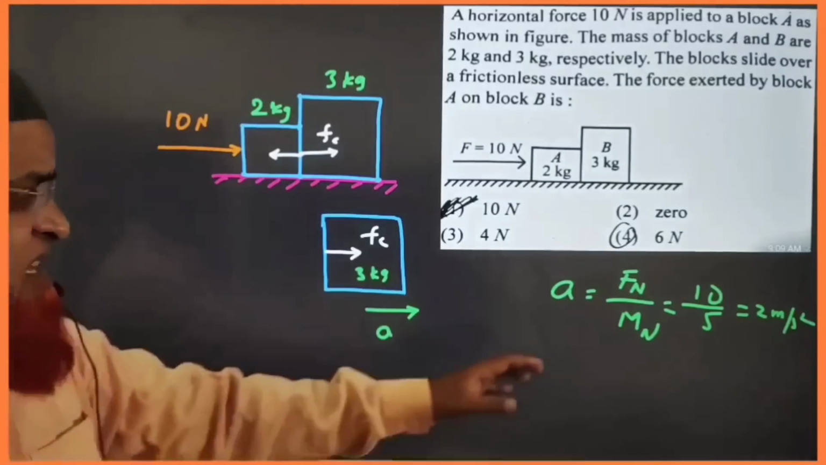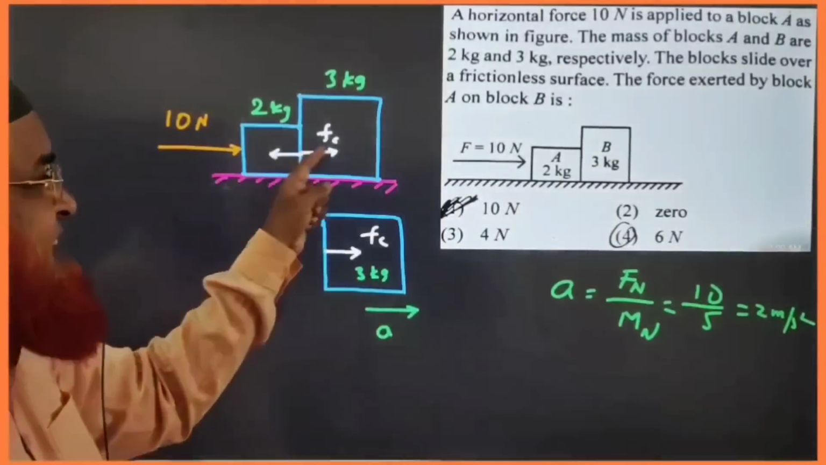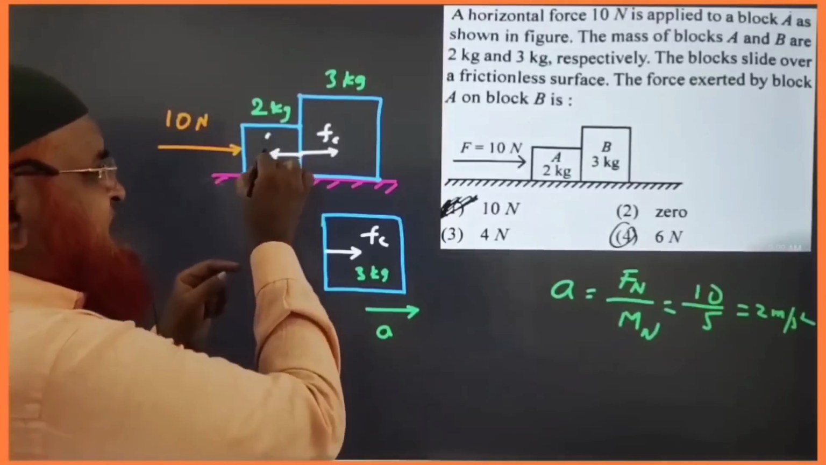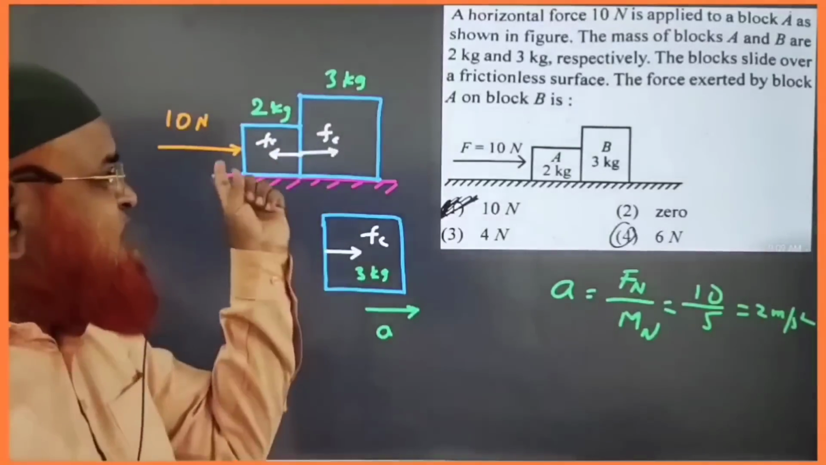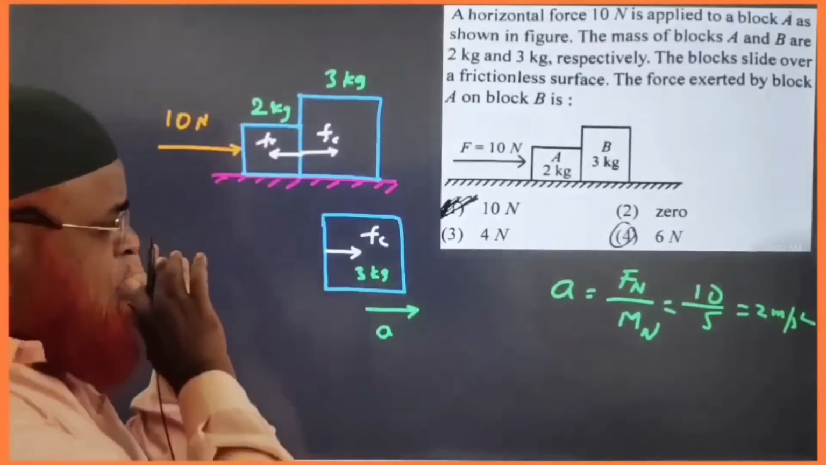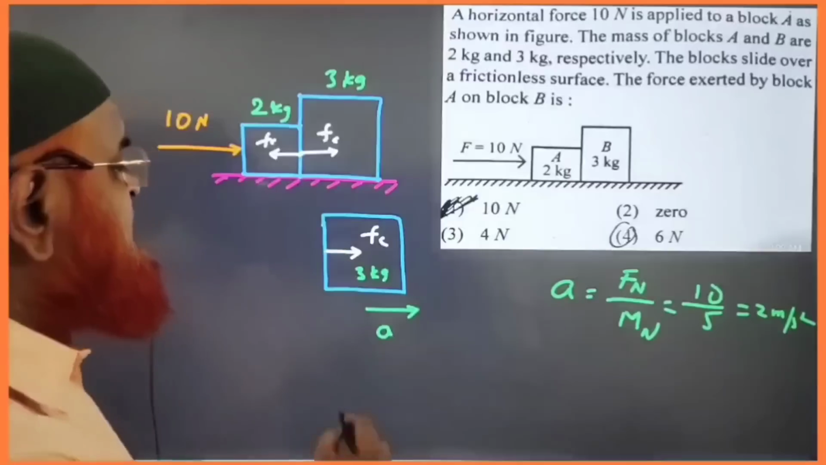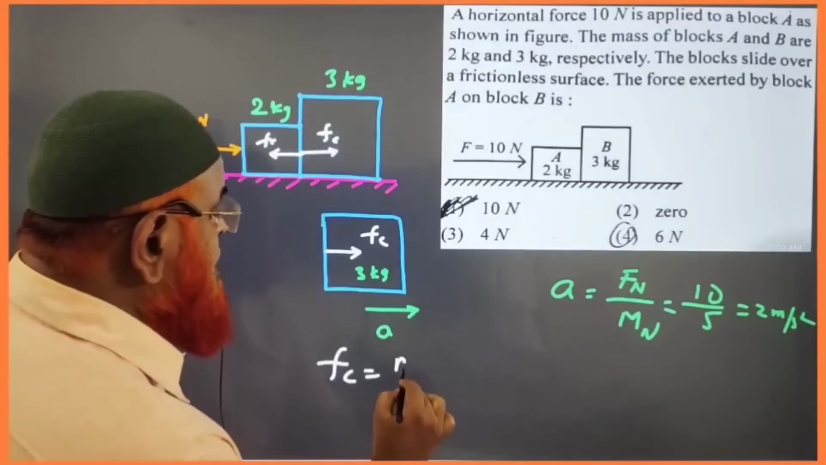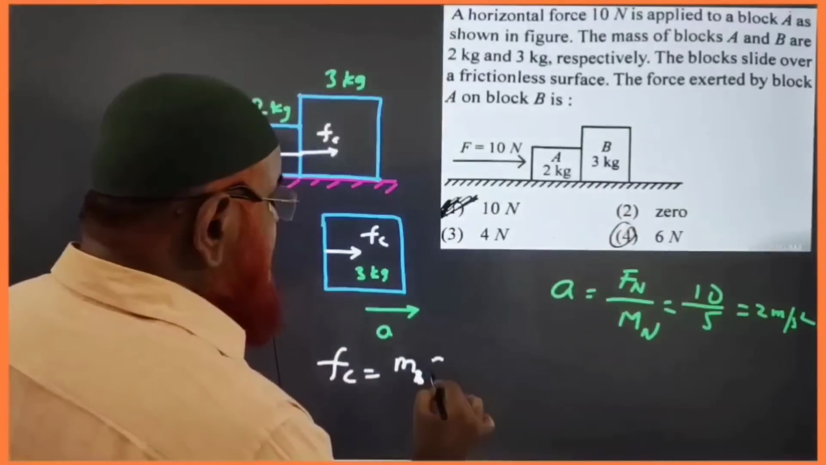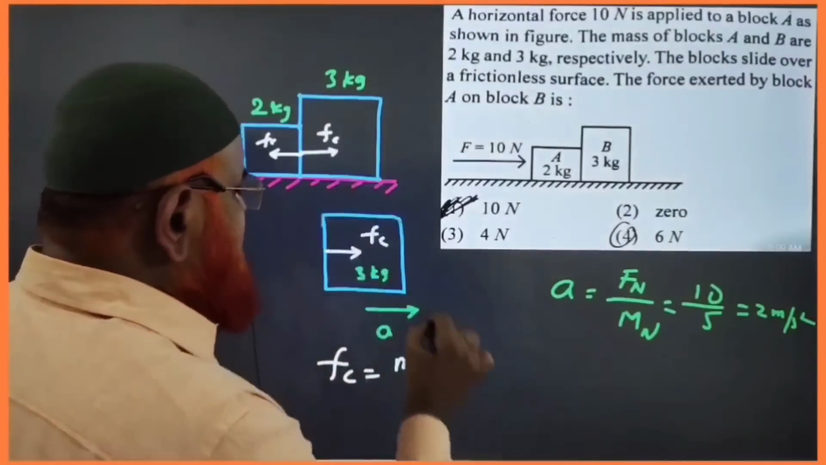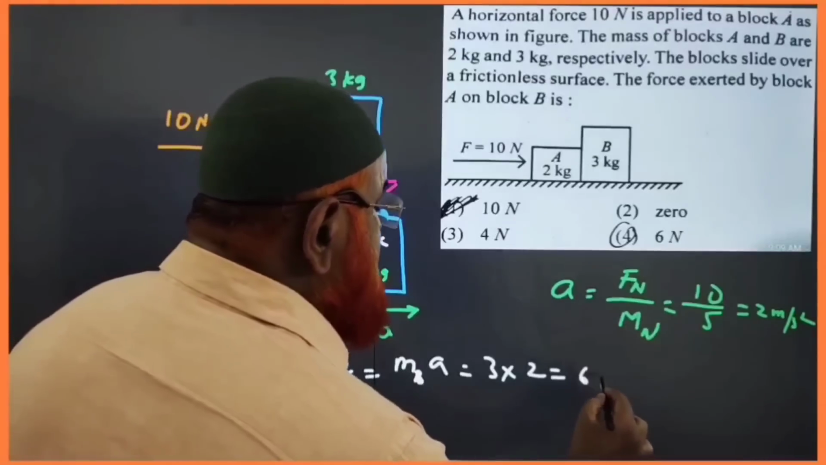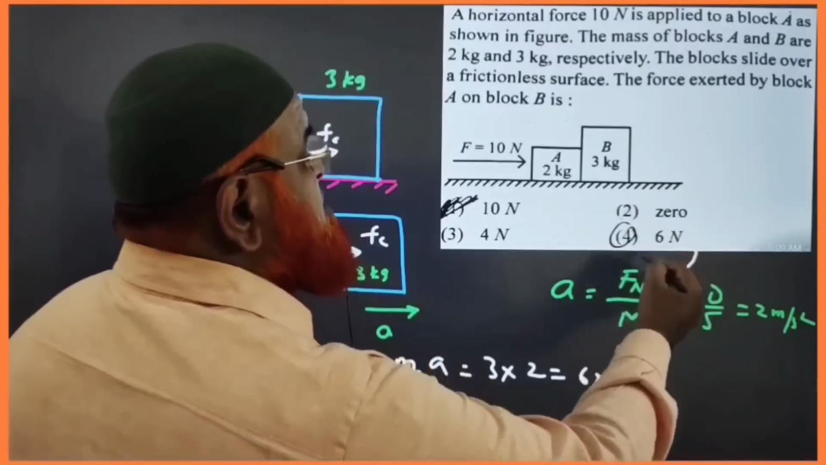If this is the acceleration, then what is the contact force? When this block pushes both the blocks here, then these are the contact forces, which are called action-reaction forces. This contact force will push only the 3 kg body, the heavier body. So contact force is equal to the mass of the heavier body, that is taken as B here, into acceleration. Mass of the heavier body is 3. Acceleration is 2. Your answer is 6 newtons.